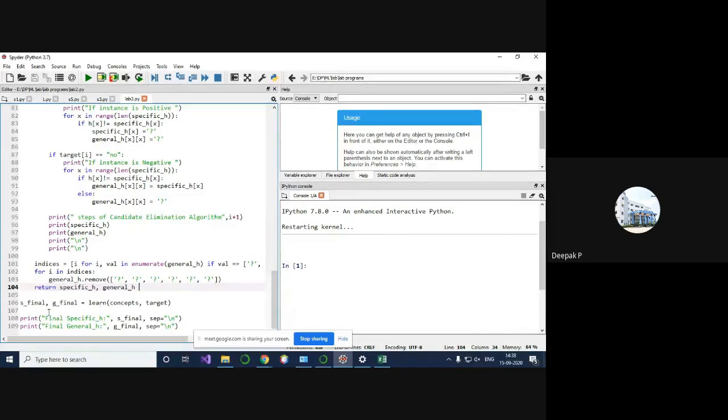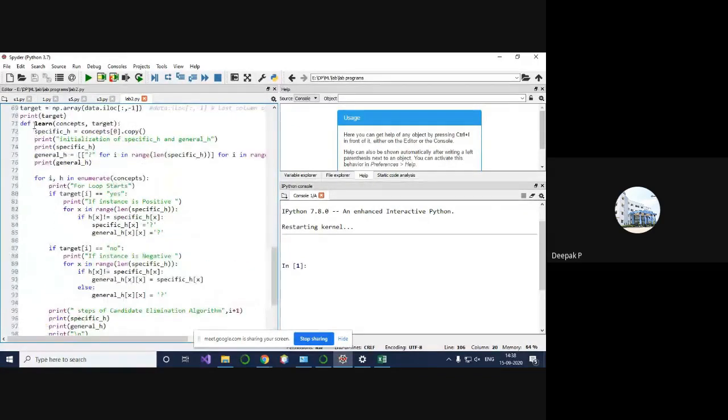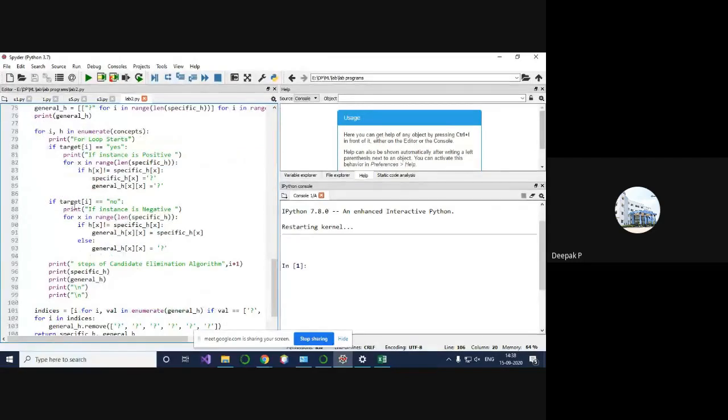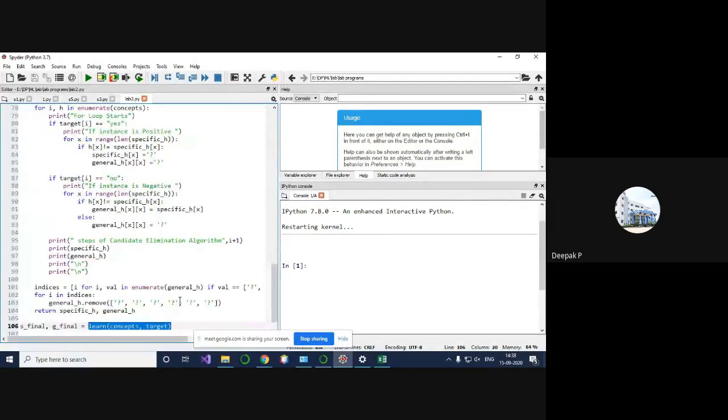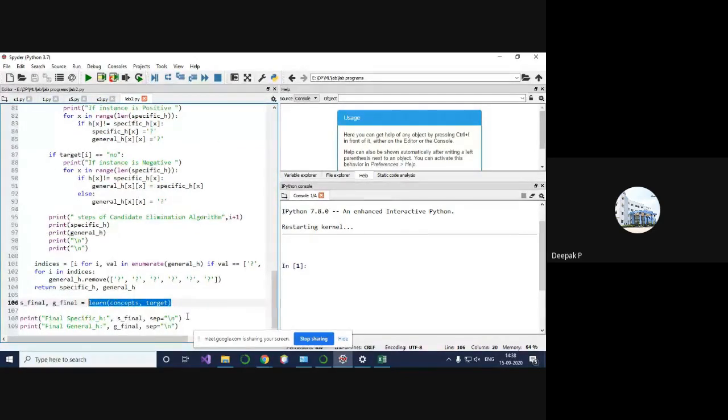Okay, once it is done, I'm going to make them specific final and general final as the word variables, and I'm going to call the learn function once again. This concept is going to iterate once again. So I have told this for only one instance. This repeats for all the other instances also. Once it is done, I'm going to get the specific and general hypothesis as my output, which will be separated by new line. Okay. So execute.